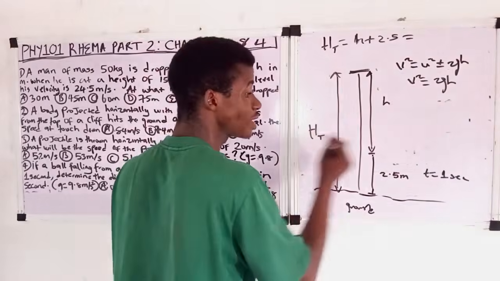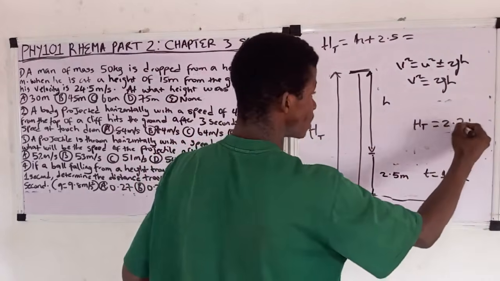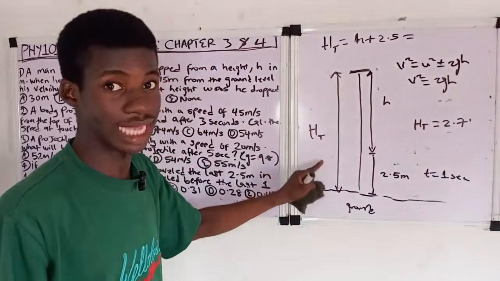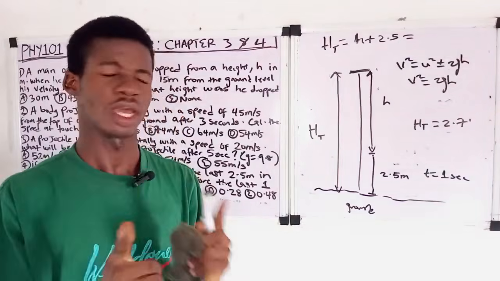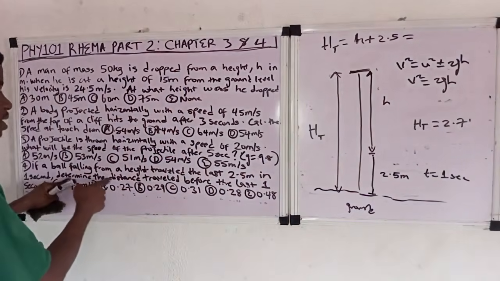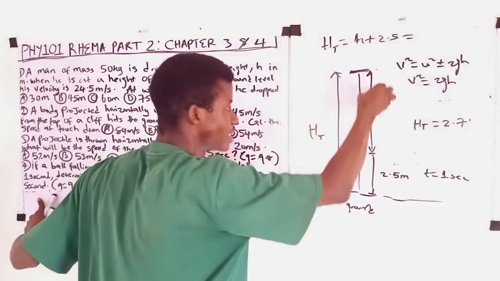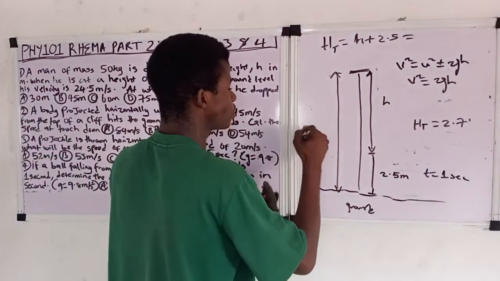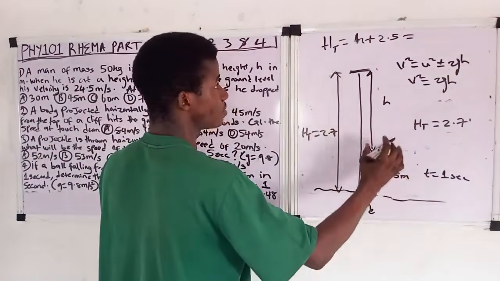So we got our total to be 2.7, right? Yes. So the height we calculated, this height is for this guy, which is 2.7. Now what are we looking for? Look through the question. They said determine the distance traveled before the last 1 second. So we are looking for this height here. Our total height is 2.7, right?